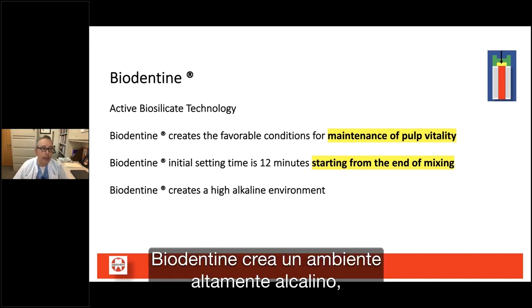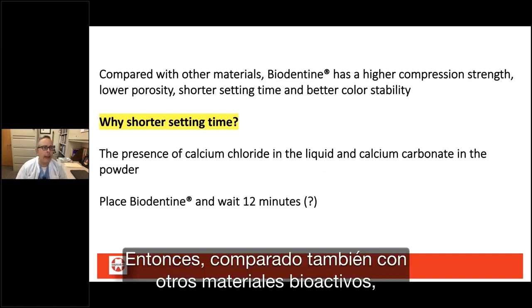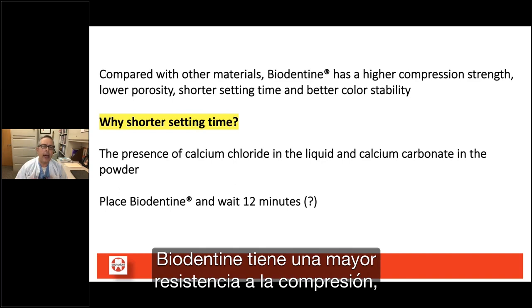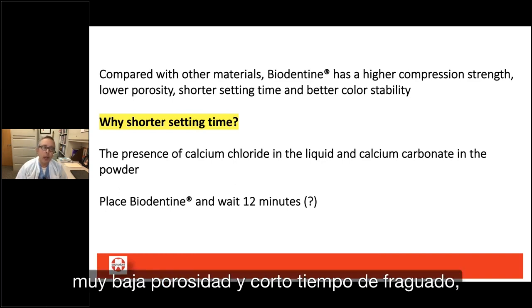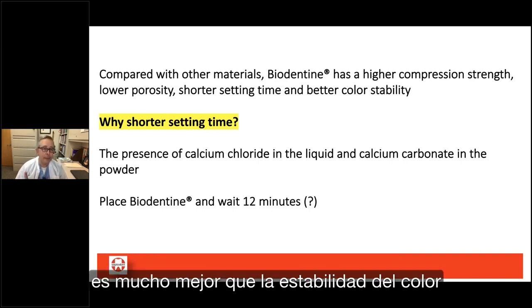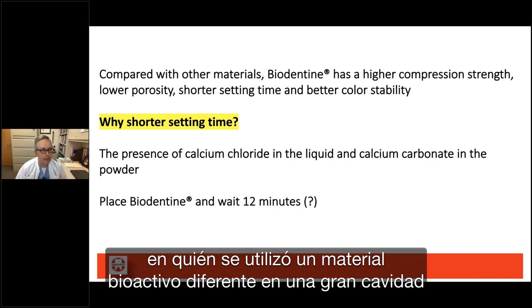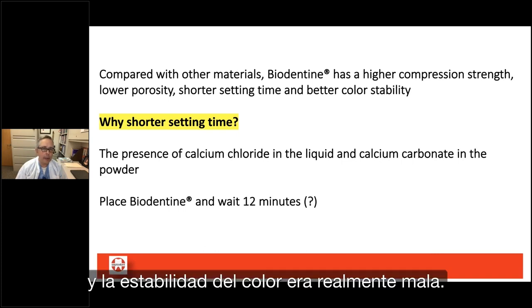As I mentioned before, Biodentine creates a highly alkaline environment, and that is antimicrobial. Compared also with other bioactive materials, Biodentine has a higher compressive strength, really low porosity, and short setting time. Not to mention that the color stability with Biodentine is much better than with other bioactive materials. This week, I saw a patient in whom a different bioactive material was used in a big cavity, and the color stability was really bad. I mean, the color was almost brown.